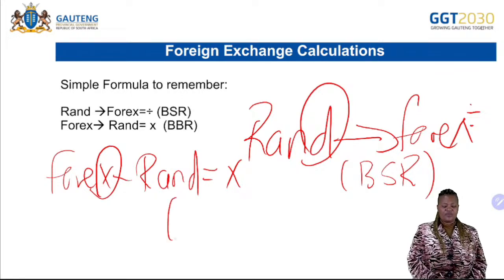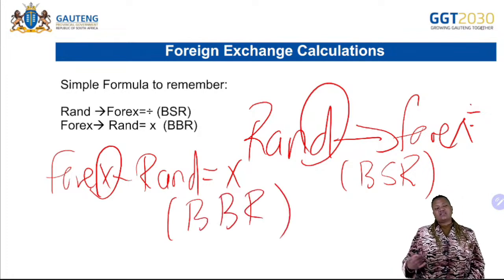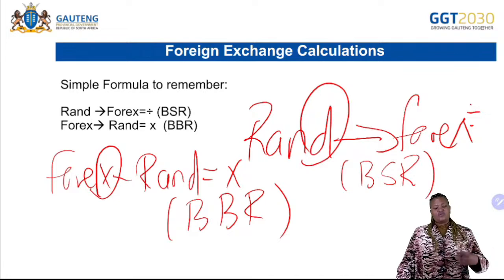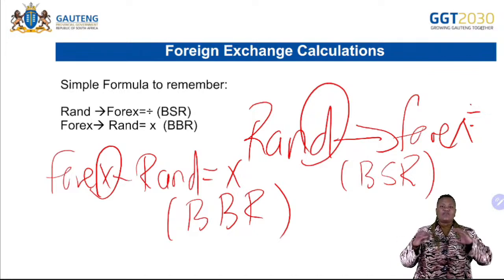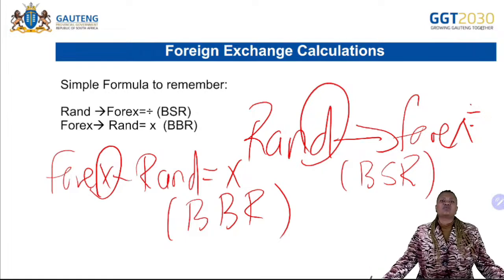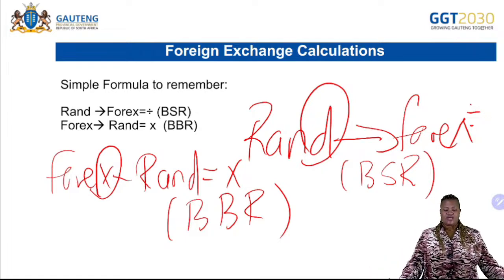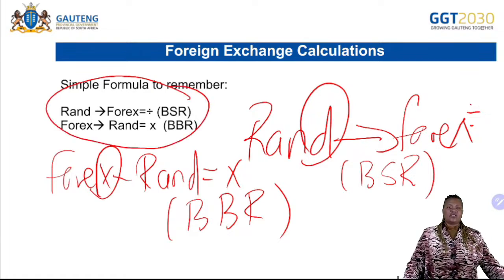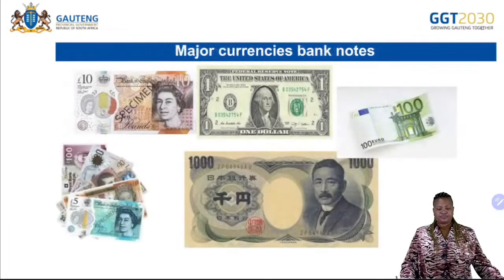I'm going to multiply, but we're going to use the bank buying rate, because remember the definition of bank buying rate: it is the price at which the South African bank will buy foreign currency from the tourist. So whenever the South African bank sees a foreign currency, they will always buy it from the tourist using the bank buying rate. So this is a simple formula that you can use in order to tackle foreign exchange questions.